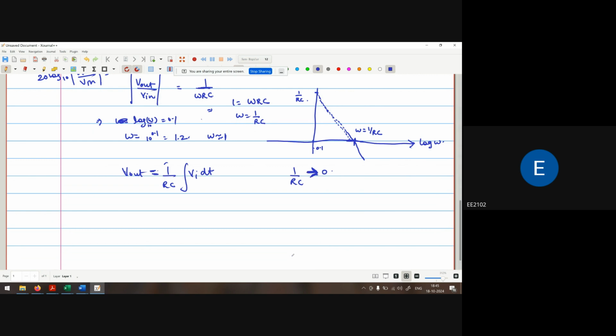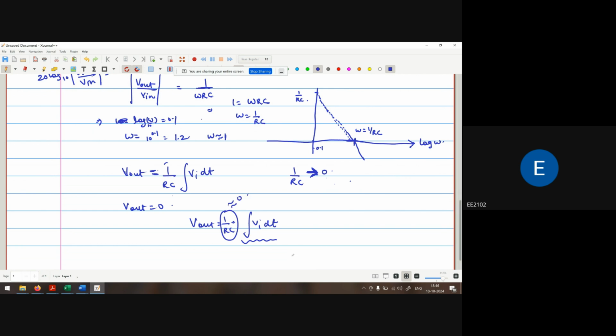Okay, RC tends towards zero, but not exactly zero. Why? Because if it is zero, then V out is zero, because zero multiplied by anything is zero. But if RC tends towards zero but is not exactly zero, then V out is the integrator output. That means integration is possible, but the RC value is very, very small.